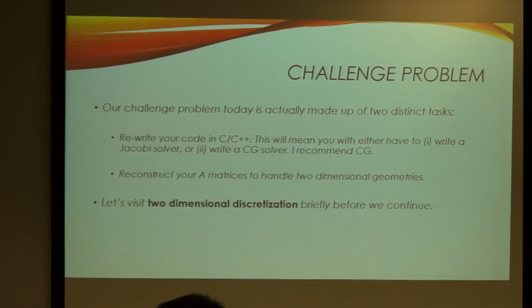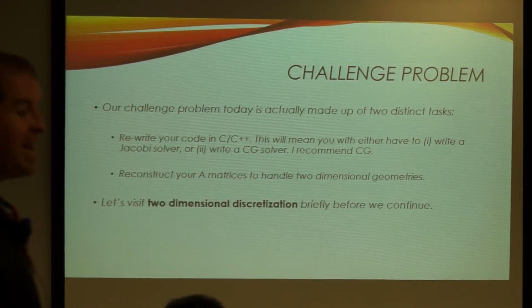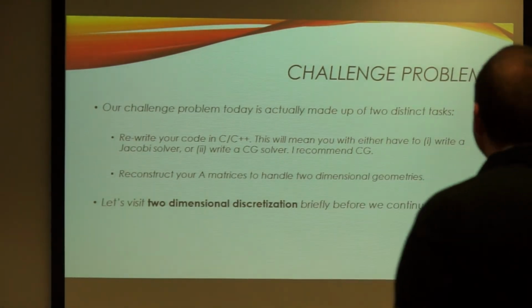Then change your code from 1D to 2D. You should only need to change your A and B computation. That's all you need to change. And then your CG or JACOBI solver is the same, because it doesn't know what the A and B are.